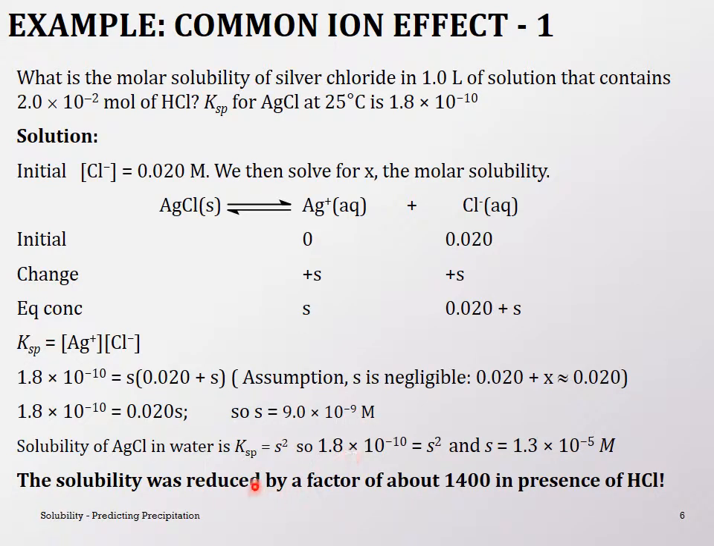So the solubility is greatly reduced when you have a little bit of hydrochloric acid present. That is what this kind of calculation tells you about the common ion effect: if you have a little bit of the common ion in there, then the solubility is going to be so much different than what it would have been if that common ion was not present.